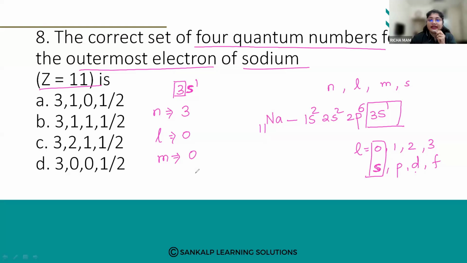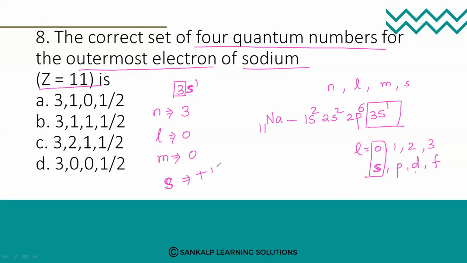It represents the magnetic quantum number. Okay, M is the magnetic quantum number. Then next is S, the spin quantum number. The spin quantum number is plus half or minus half, any one. So which is the answer? It is option number D. Yes, option number D. Okay, so like this, we are going to find out the correct set.